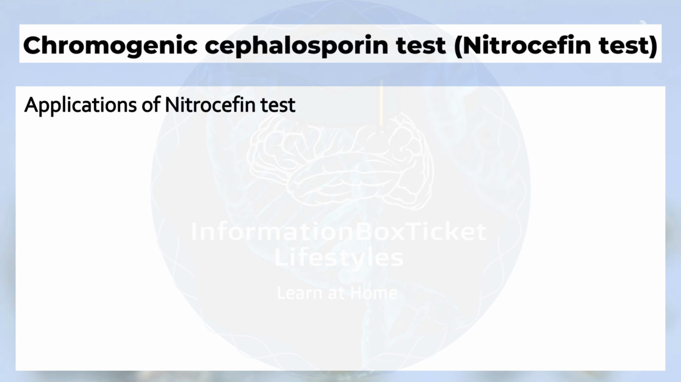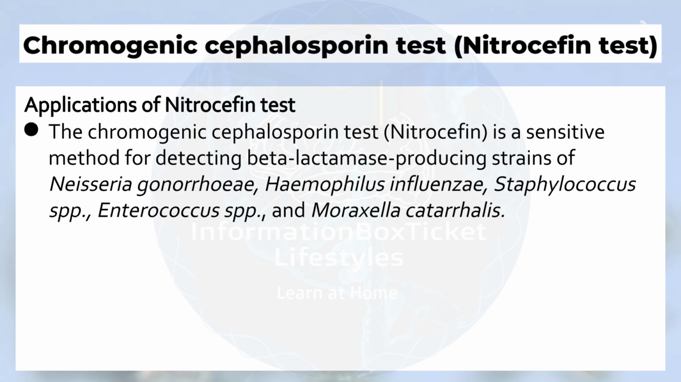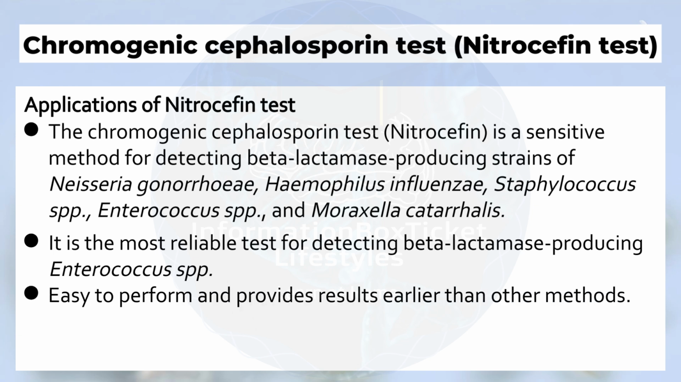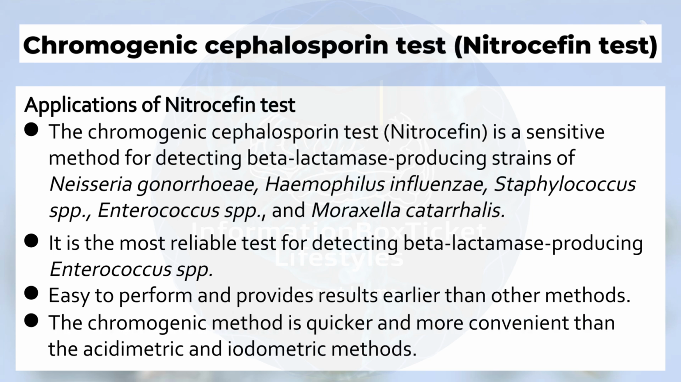Applications of Nitrocefin test. The chromogenic cephalosporin test, Nitrocefin, is a sensitive method for detecting beta-lactamase-producing strains of Neisseria gonorrhoeae, Haemophilus influenzae, Staphylococcus species, Enterococcus species, and Moraxella catarrhalis. It is the most reliable test for detecting beta-lactamase-producing Enterococcus species, easy to perform, and provides results earlier than other methods. The chromogenic method is quicker and more convenient than the acidimetric and iodometric methods.